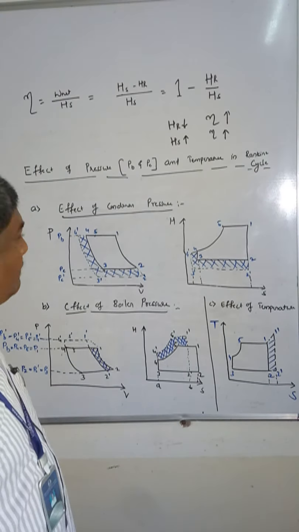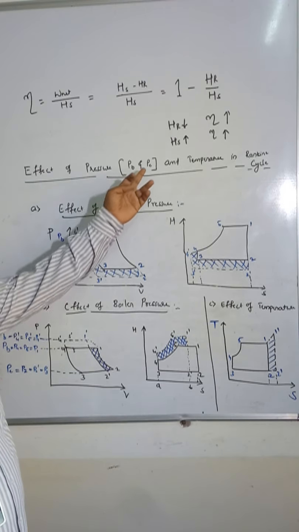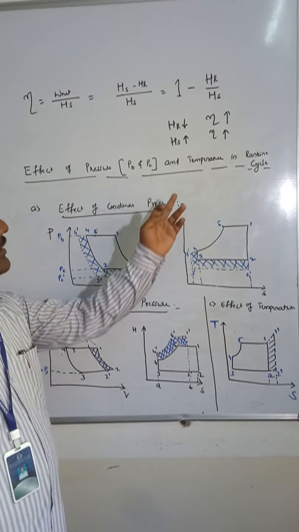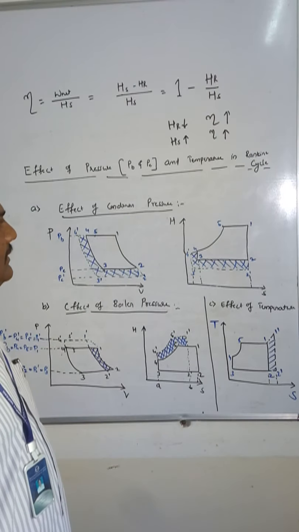Hi everyone, welcome. After that second video, I am going for the third video, and I am going to go with the further syllabus continuation. That is the effect of pressure, that is PB and PC. PB means what? Boiler pressure. PC means condenser pressure. After that, we also want to see the effect of temperature in the Rankine cycle.